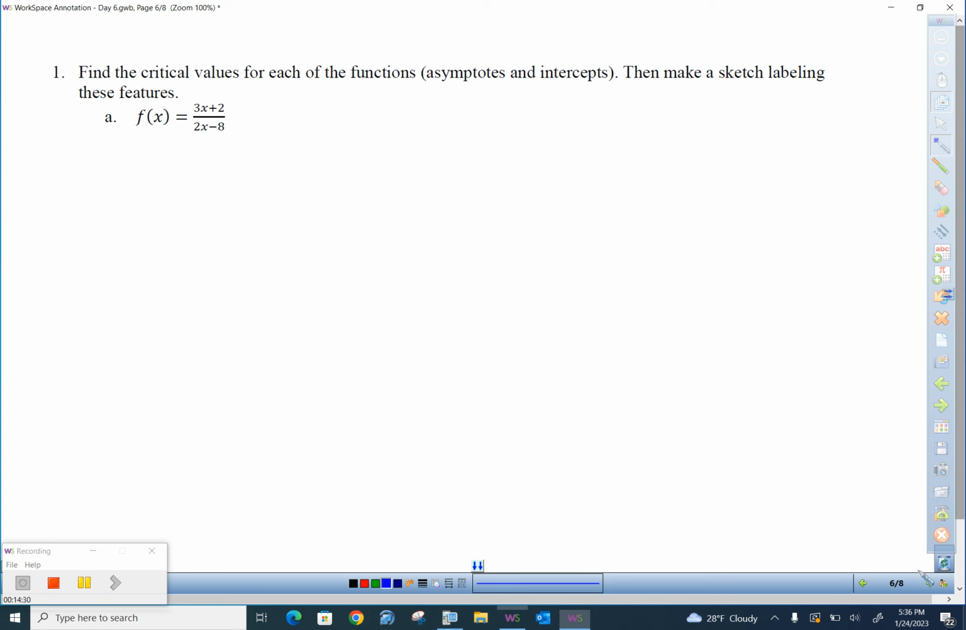Okay, but I want you to be sure that you are doing this math by hand, okay? So we're finding the critical values, your asymptotes and the intercepts. Okay, what we're going to do is start with our asymptotes, just like we did before.